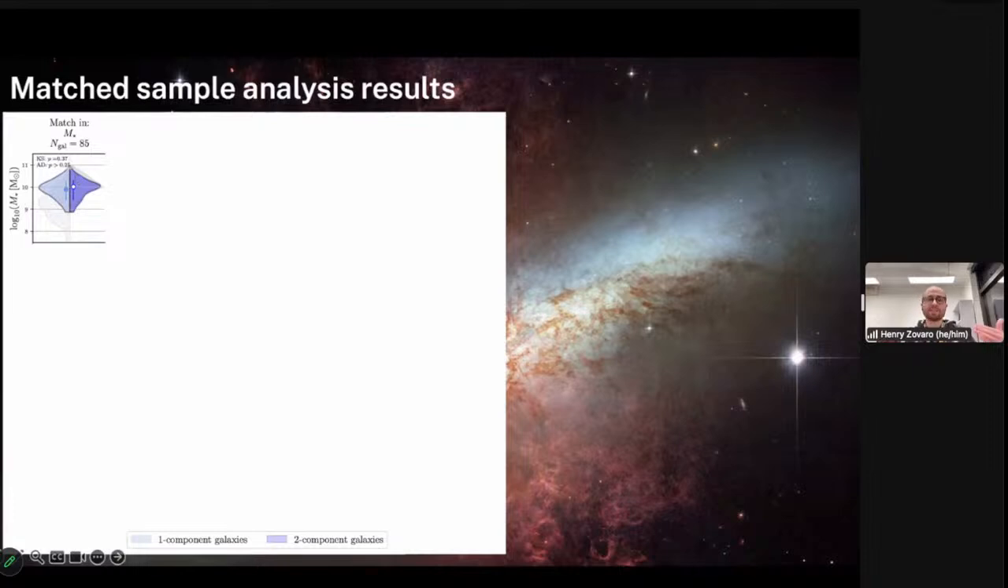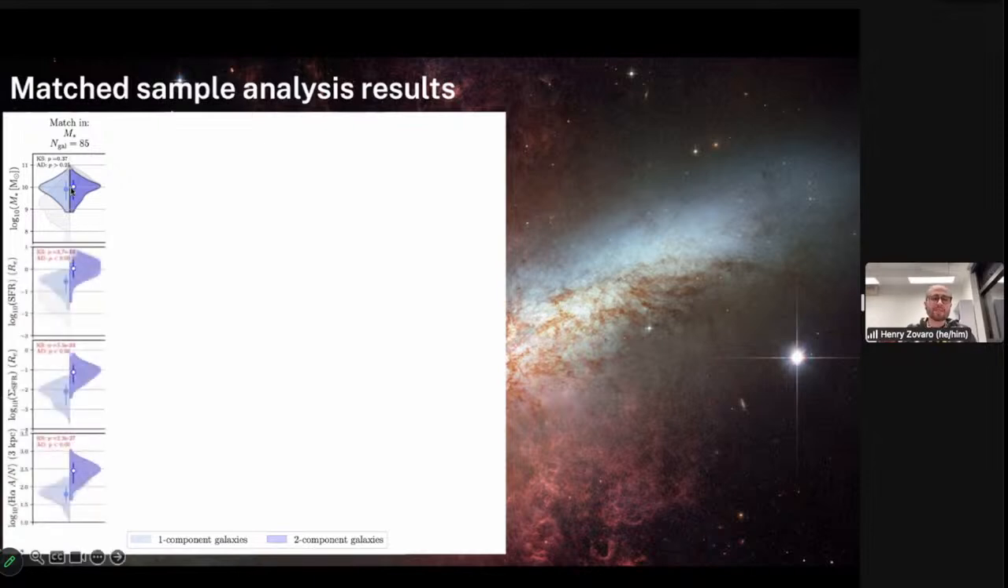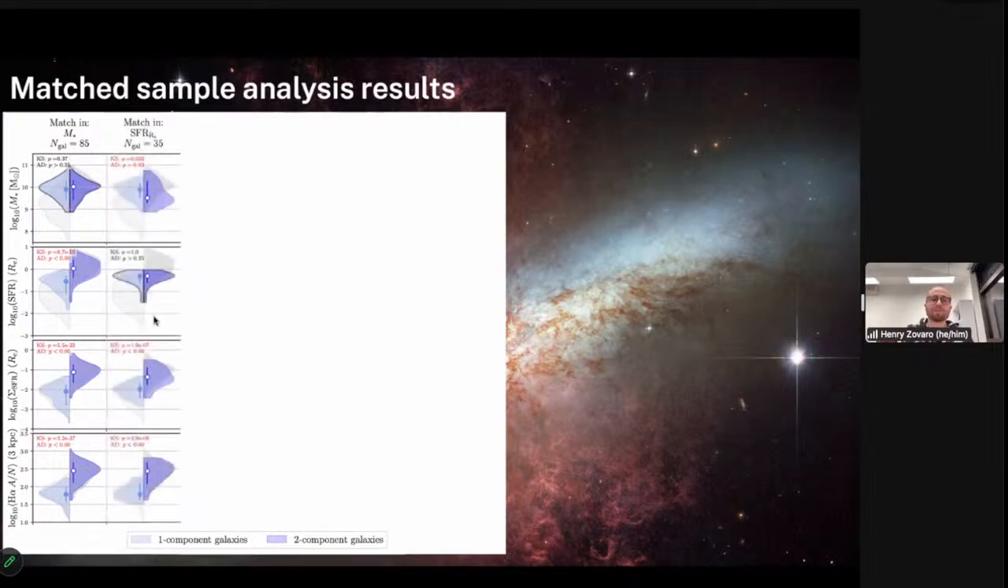So this tells us if there are differences in things like star formation rate or other quantities, we know that stellar mass has nothing to do with it. So let's see what happens. When we match in stellar mass, we immediately see that the multi-component galaxies still have higher star formation rates. They have significantly higher star formation rate surface densities by almost an order of magnitude, and they still have higher H-alpha amplitude to noise. So now let's see what happens when we match in star formation rate. When we match in star formation rate, we find that the two-component galaxies are slightly less massive.